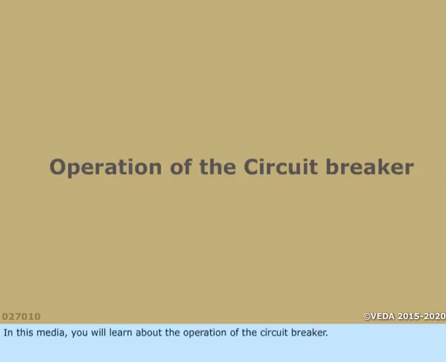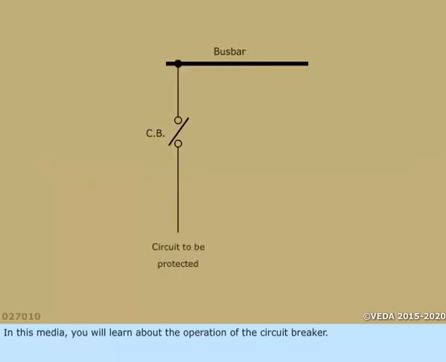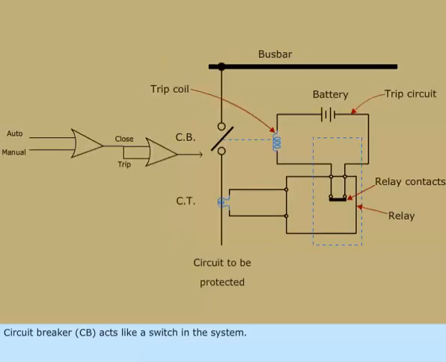In this media, you will learn about the operation of the circuit breaker. Circuit breaker, CB, acts like a switch in the system. Circuit breaker can be operated 1. Manually, 2. Automatically, or 3. By trip commands.